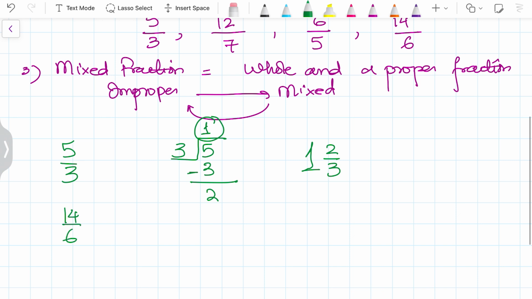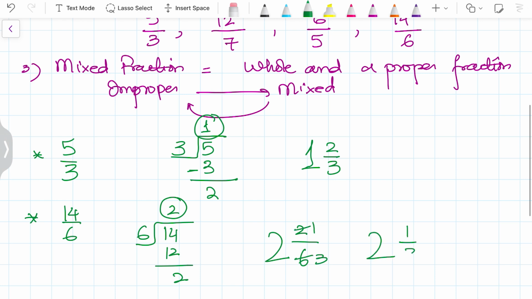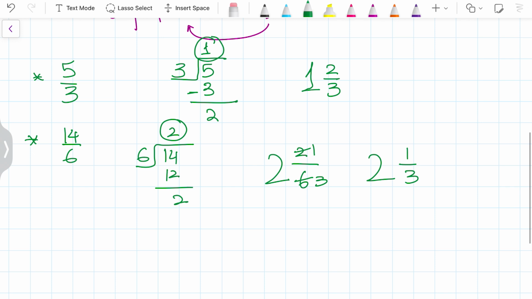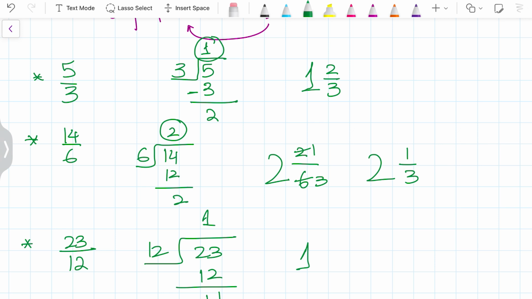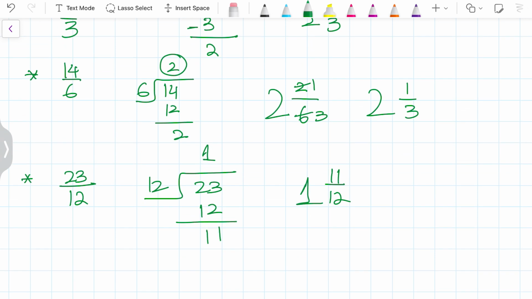14 upon 6. 14 goes inside, 6 is outside, 6 times 2 is 12, 2 is my remainder, so 2 wholes, 2 upon 6, 2 times 1, 2 times 3, so 2 whole 1 upon 3. 23 upon, let's say 12. 12 times 1 is 12, you're left with an 11, 1 whole 11 upon 12. So this is my mixed fraction.